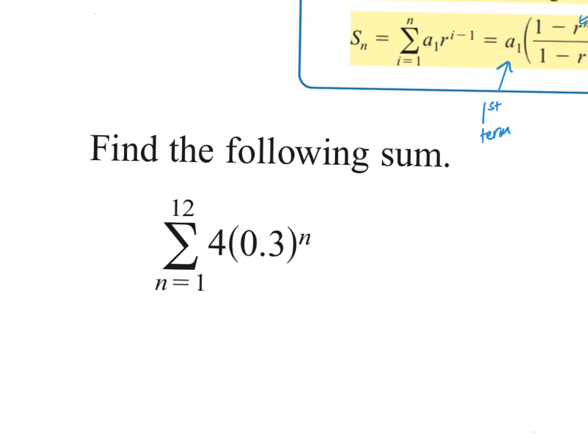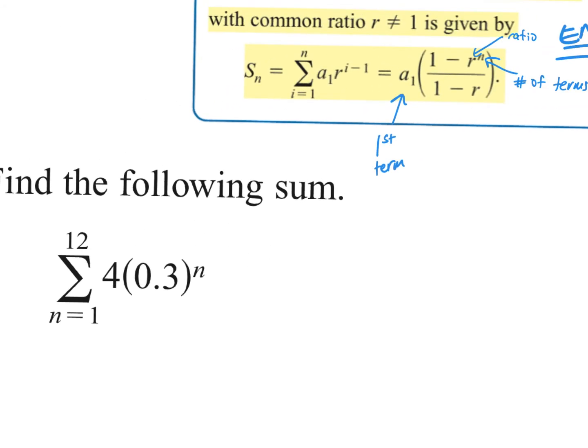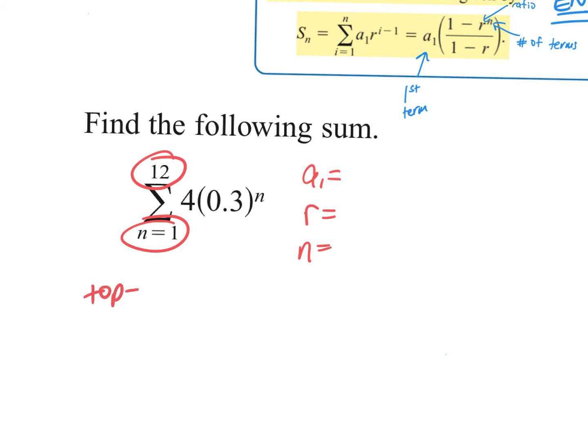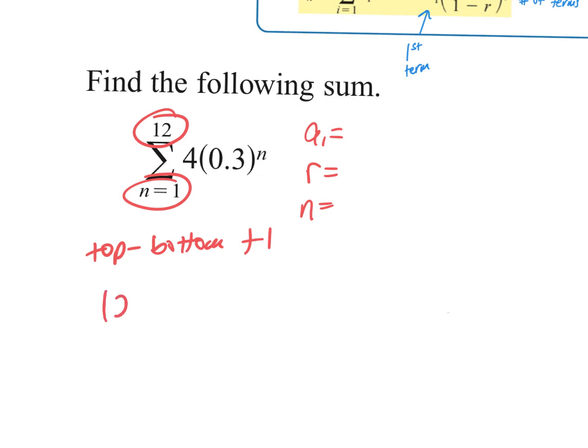Okay? In order to find the sum, we need 3 pieces. We have to have the first term, we have to have our r, which is our ratio, and we have to have our n, which is our number of terms. Easiest way to find your number of terms, how many you have, is take the top minus the bottom and add 1. Top minus bottom plus 1. Now, when the bottom number is 1, it's always going to be whatever the top number is. So 12 minus 1 plus 1. What's 12 minus 1? 11 plus 1 is 12. So I have 12 terms here.